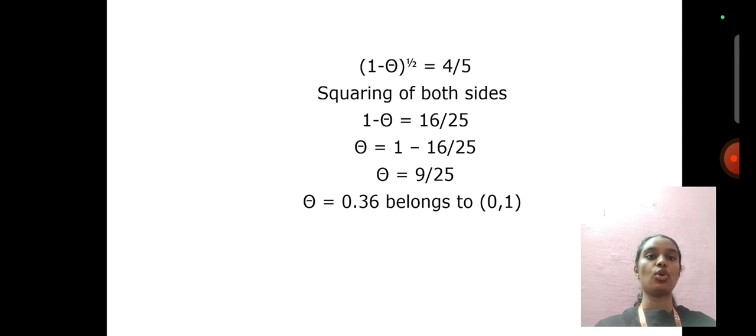By squaring both sides, we get ((1 - θ)^(1/2))^2, where the power 2 and the square cancel, and (4/5)^2. 4 squared is 16, 5 squared is 25. Then we get 1 - θ = 16/25. If we send the 1 to the other side, we get 1 - 16/25, so θ = 9/25, where 9/25 is 0.36. That means θ = 0.36, which belongs to (0, 1).